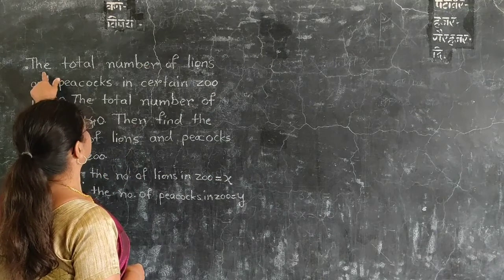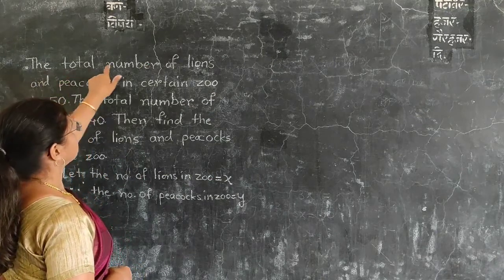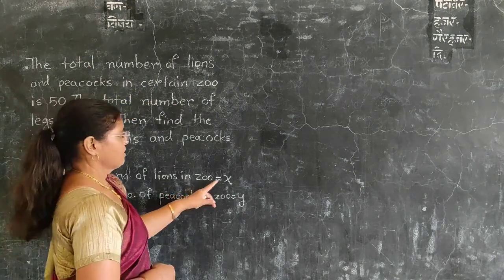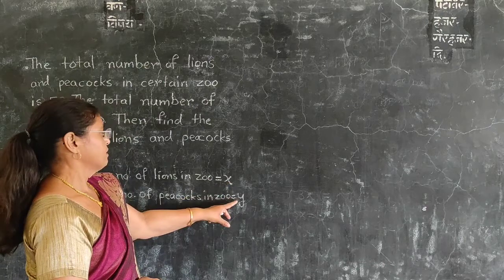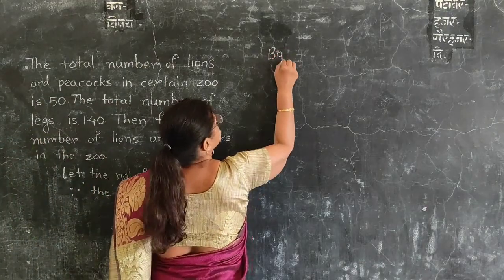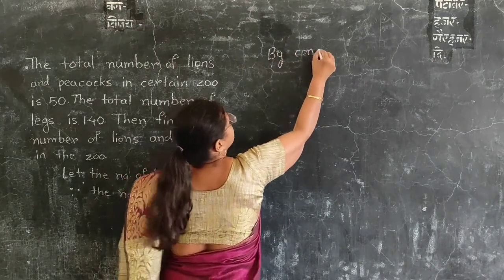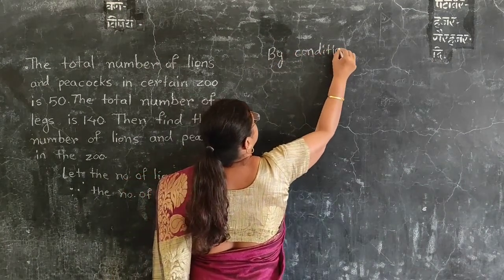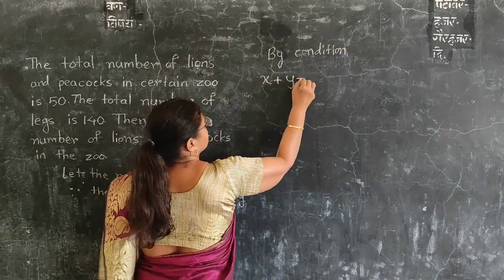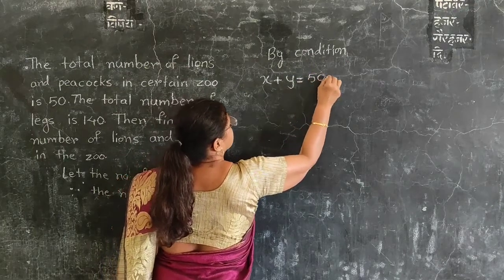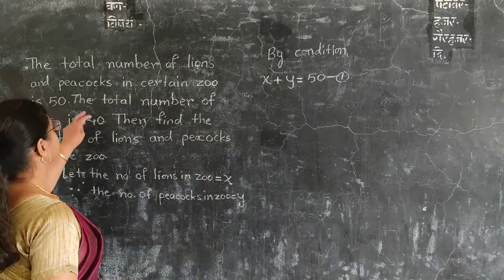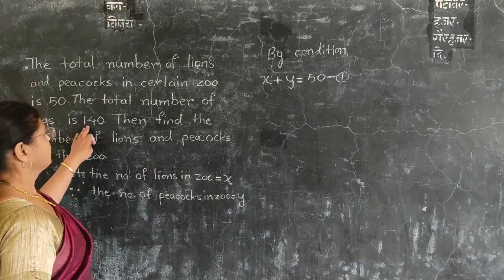We have in the first line that the total number of lions and peacocks in a certain zoo is 50. That means the number of lions plus the number of peacocks must be equal to 50, x plus y equals 50. So it is equation 1. Then the second condition is in the next sentence: the total number of legs is 140.